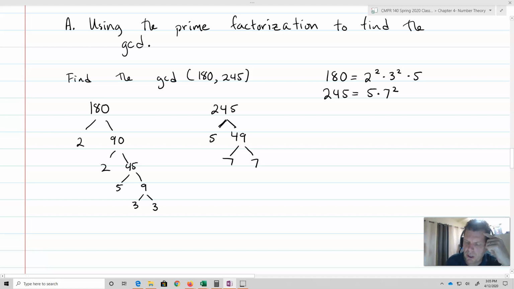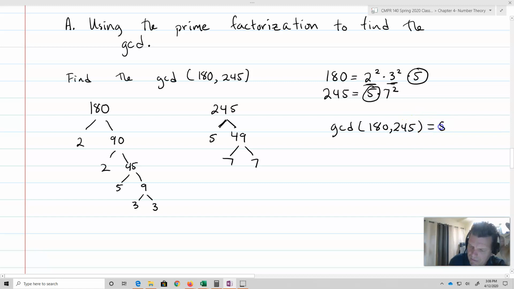Now, what we're going to look for is the things that they have in common. And if you notice, they both have a 5 in common. And that's it. No sevens in 180, and no 2s or 3s in 245. So consequently, the GCD of 180 and 245 equals 5.